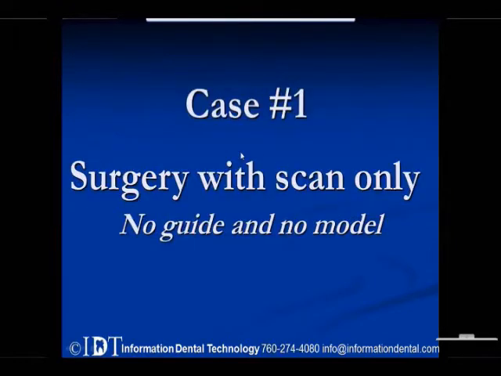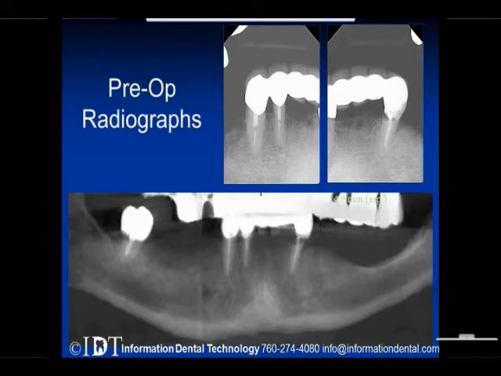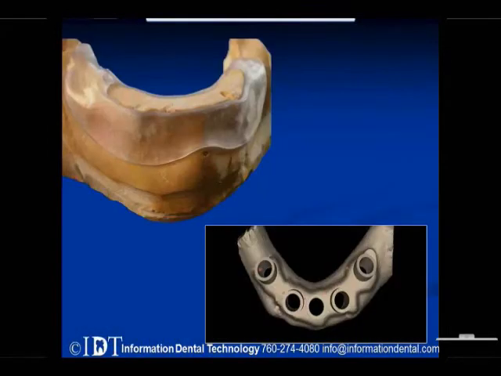So the first technique, the scan only. In this particular case, no guide and no model was sent to us. It was just the scan. And here are the pre-op radiographs. The plan was to extract all the dentition. We made a bone reduction guide and then a bone supported guide on top of that, and there was immediate temporization as well. This type of technique is probably, out of the 3, the least accurate, and I would say the stone model is probably the most accurate. I'll show you the discrepancies in accuracy with the different types of techniques.